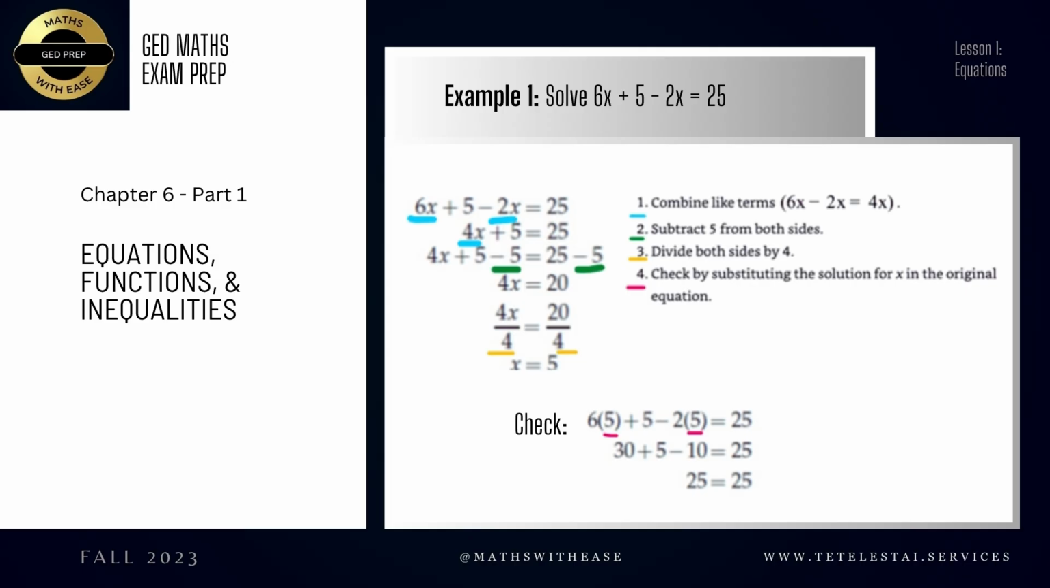Then you divide both sides by 4 to isolate x, right? So 4 divided by 4 is 1. 20 divided by 4 is 5. And so we have our solution, x equals 5.